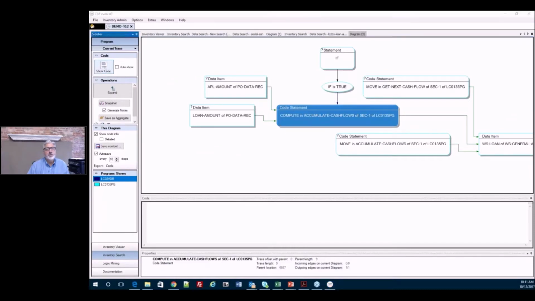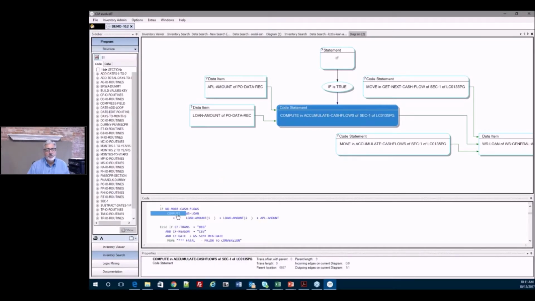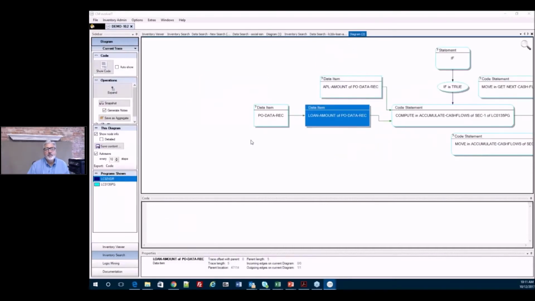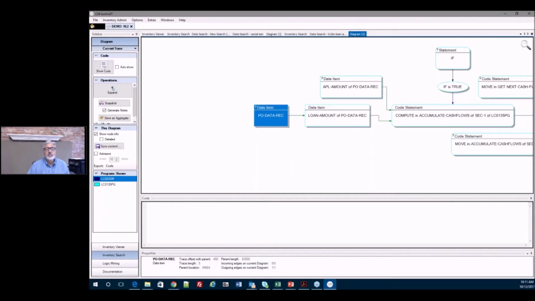We found a compute. So I'm going to bring up the source code for our compute, and we'll see the source here at the bottom, which is always available. So it's going to compute this WS loan with a couple of other fields. We see those fields here, and we can continue down this path to understand where this path came from. So there's an auto save feature popped up, so I'm going to continue on past this.